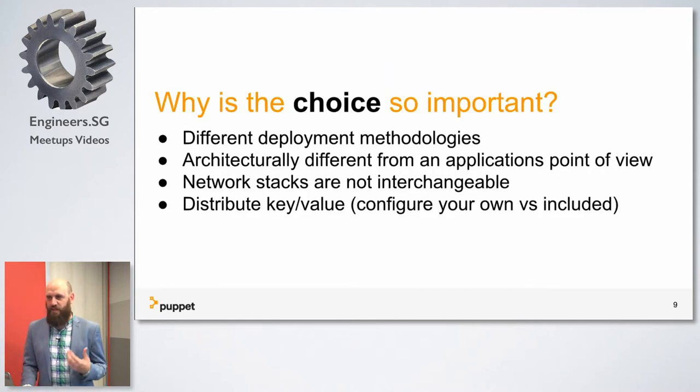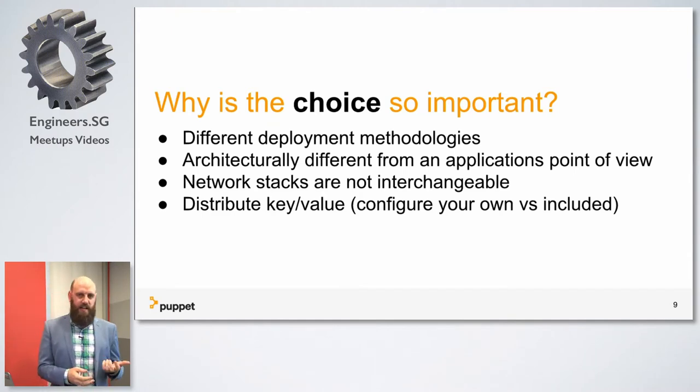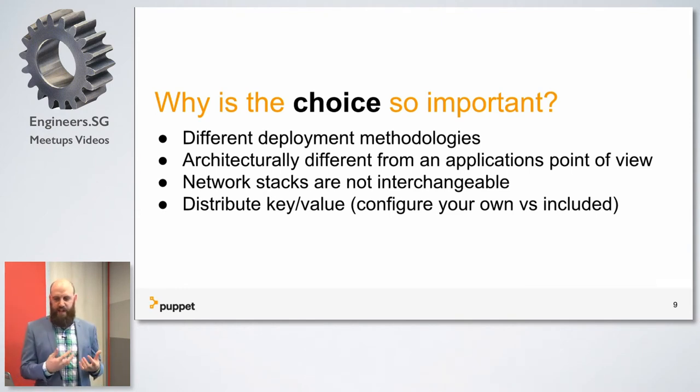So why is the choice so important? At the moment, they have totally different methodologies of deployment. If you look at pods compared to services on Docker, they're completely different. They're no longer interchangeable. They're architecturally different from the application's point of view. So if you define an application as a deployment on Kubernetes, that won't work on Swarm mode. And the Docker Compose version 3 file that works on Swarm mode won't work on Kubernetes. Although they both look like YAML, they actually behave completely differently.